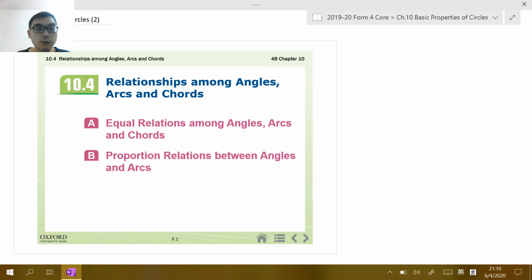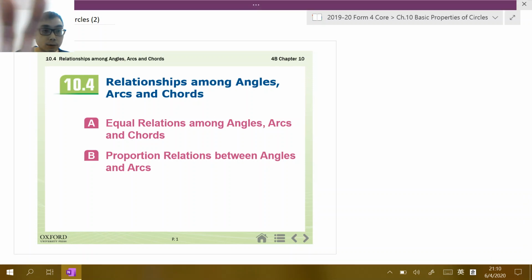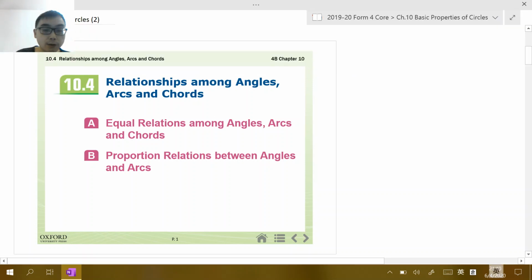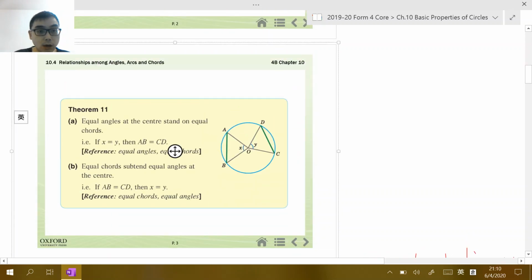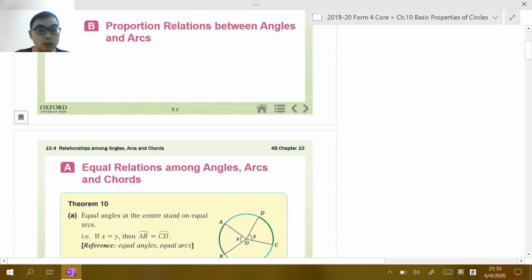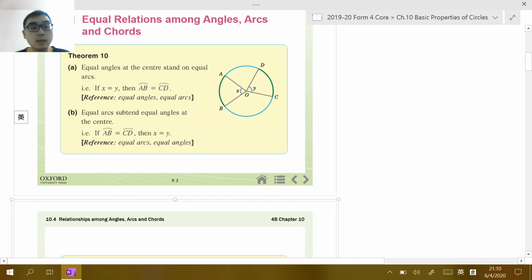So first of all, for part A, the equal relation. So what's an equal relation? You can see the book will tell you the following: when we talk about the equal relation, it is just easy. If the angles subtend towards the same center, for example, you can see in this figure x and y, if they're the same, then we will have the arc the same, or vice versa. That means that if the arc is the same, the angle is the same.